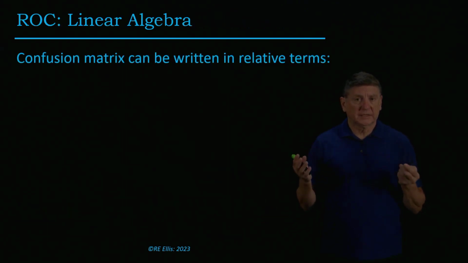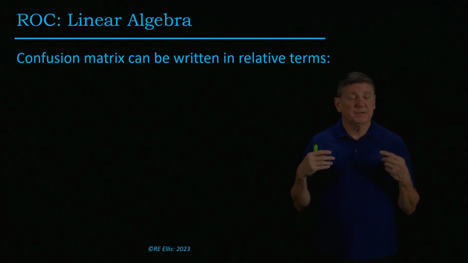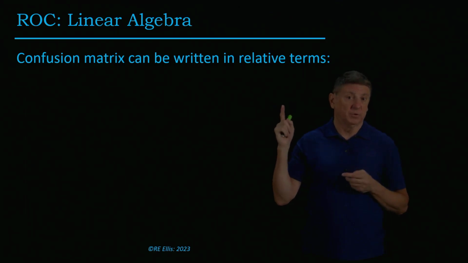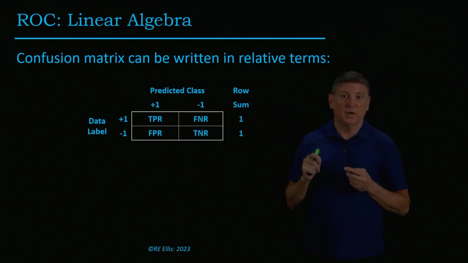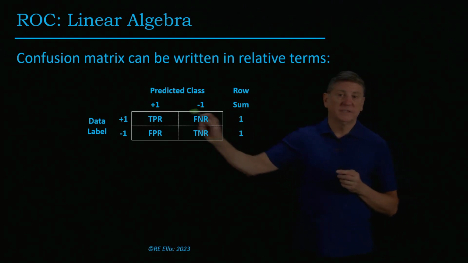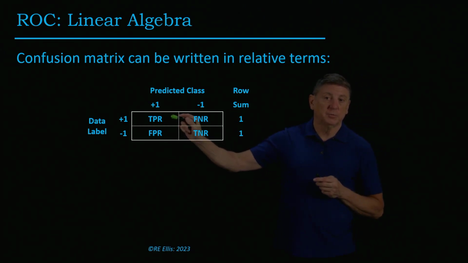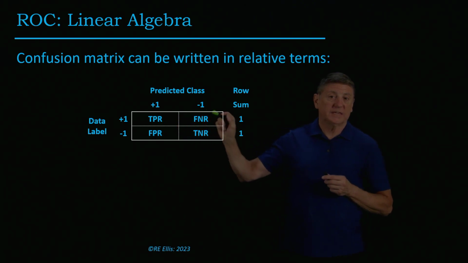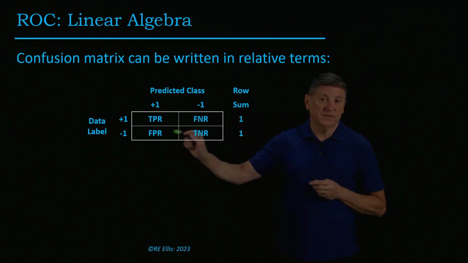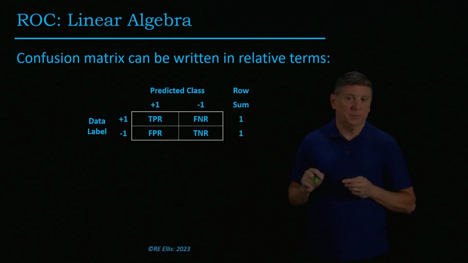For us, we'll look at this in linear algebra. In a previous session, we went through the confusion matrix where we basically totaled up the number of true positives, true negatives, and so on. Now what we'll do is make this relative. Instead of true positives, we'll have a true positive rate, and instead of false negatives, we'll have a false negative rate. Instead of adding up to p, these now add up to 1. Likewise, the false positives and the true negatives add up to 1.